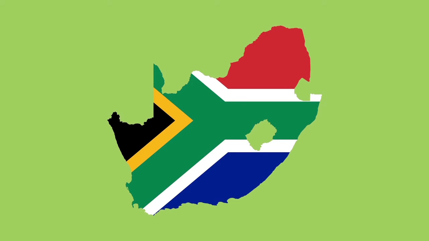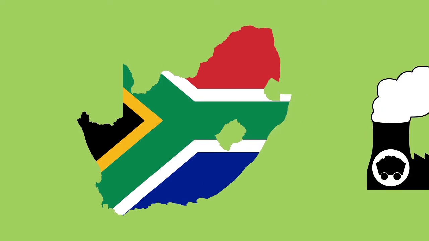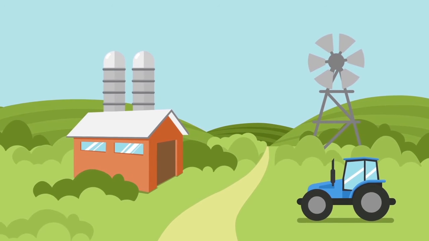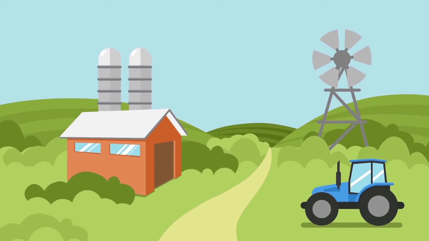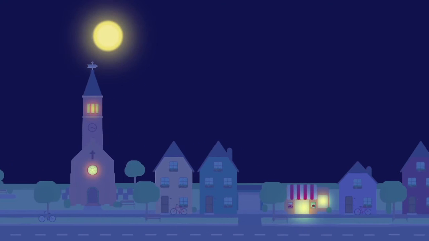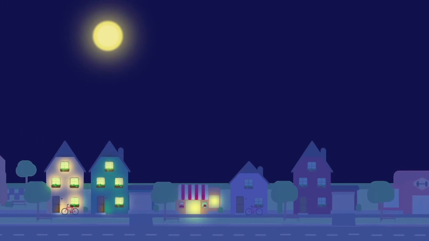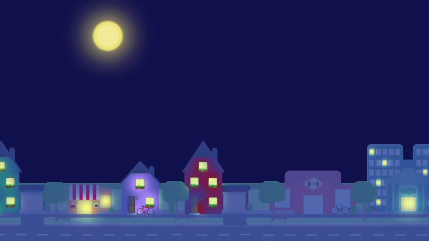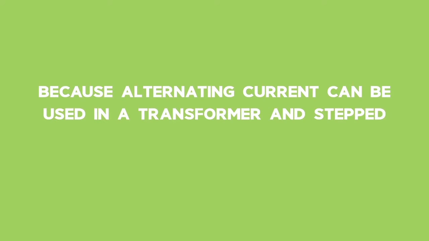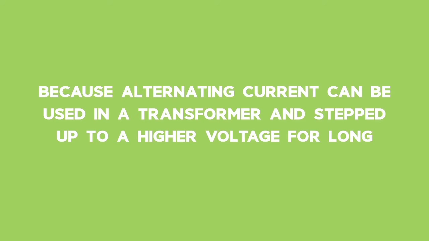South Africa is coal dependent, with almost 90% of our power supply provided through the burning of coal. Most power stations are in the rural areas, so the electrical potential energy has to travel over large distances to the end users, be it a family home or some form of industry. Because alternating current can be used in a transformer and stepped up to a higher voltage for long distances, it's ideal.